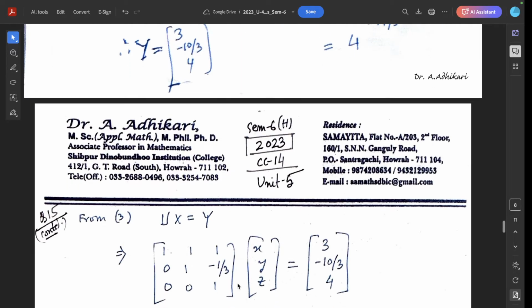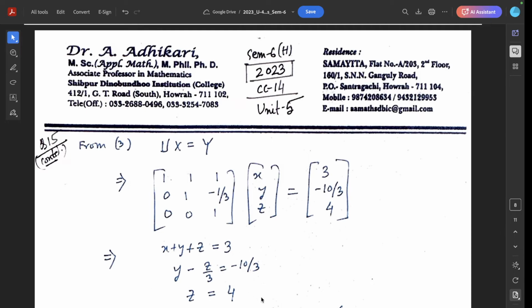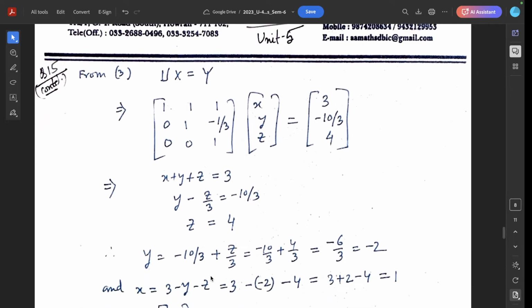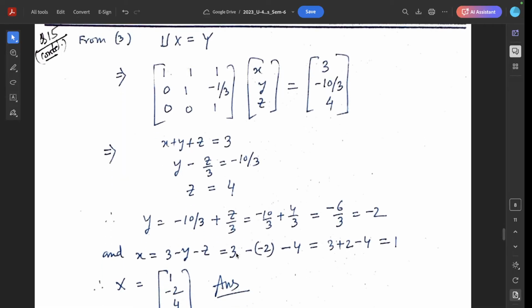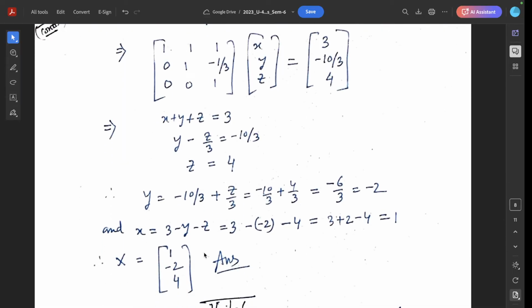And put this value of Y. This U is the upper triangular matrix and X is the unknowns X, Y, Z. And this is the multiplication, and comparing this, by back substitution we get the value of X: X equal to 1, Y equal to minus 2, and Z equal to 4.